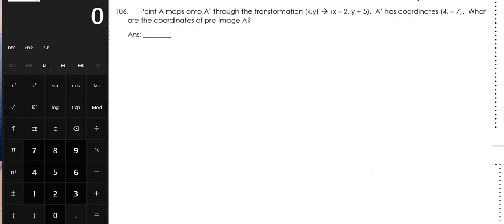Number 106. Read it, come back. Okay, so they're telling you that you have a point called A. It's going to turn into A prime through a transformation. The transformation is listed here. Now, if you notice that there's addition and subtraction, this transformation is a translation, a slide. Now, A became A prime because of this algebraic description, x minus 2, y plus 5. Now, we know that means that it moved left 2 and up 5 in order to get to A prime.